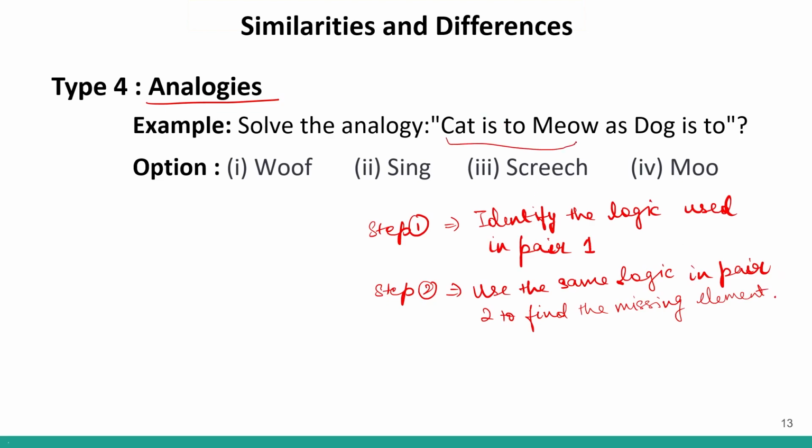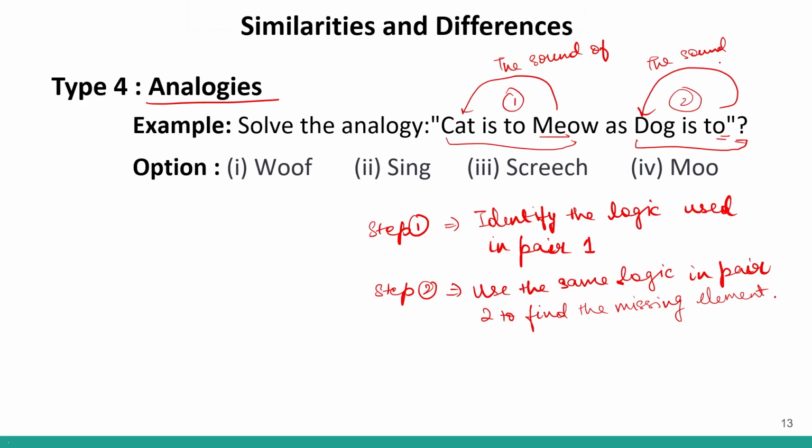So here, cat is to meow will be the first pair. And the second pair is dog is to what? We have to find out. This is the missing element. Dog is to what? Right? So the relationship between cat and meow is that meow is the sound of cat. Similarly, we have to find a word which is the sound of dog.